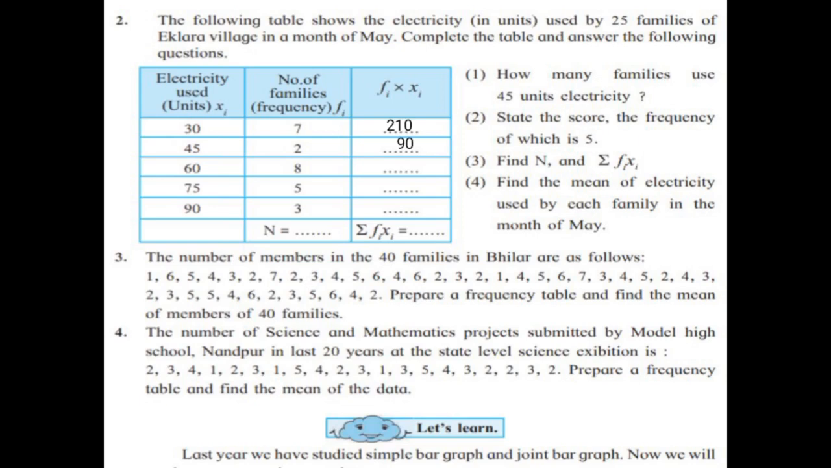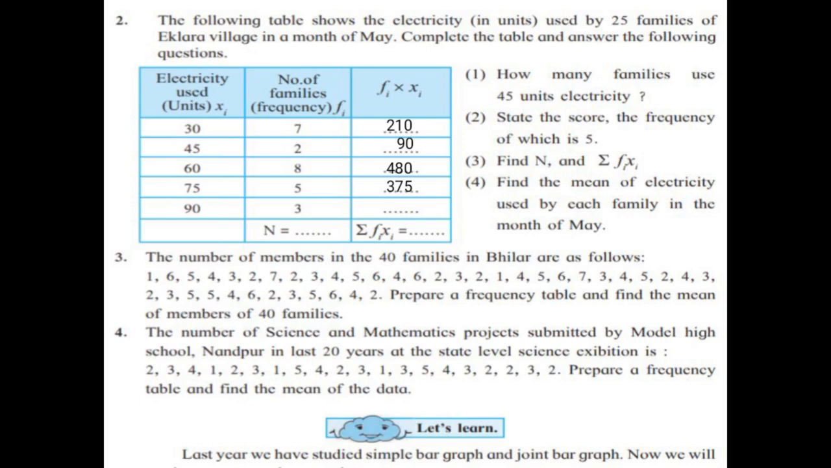Next, electricity used is given 60. Number of families is given 8. Multiply number of families into electricity used, that is 8 into 60. 8 zeros are 0, 8 6s are 48. Answer is 480. Electricity used is given 75. Number of families is 5. Multiply, that is 5 into 75. 5 5s are 25. 2 you have to carry on the tens place. 5 7s are 35. 35 plus 2, 37. Answer is 375.